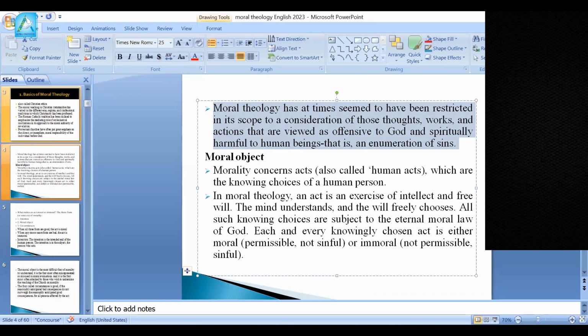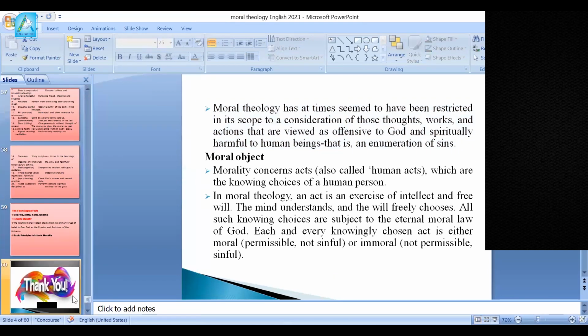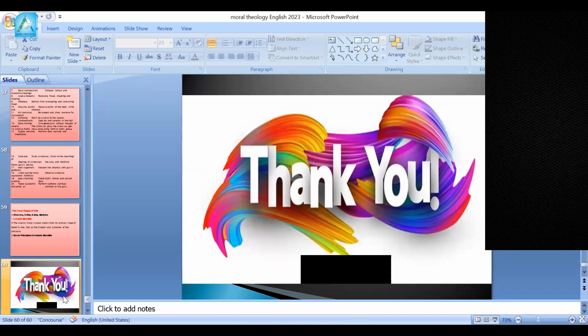That also is there. So with this, it's our time. With this, I stop describing the nature of moral theology as such. And now it's open.